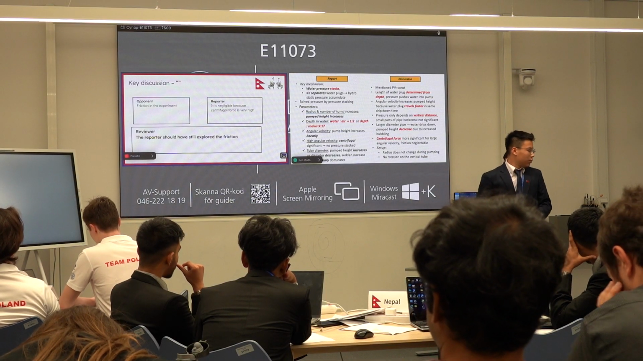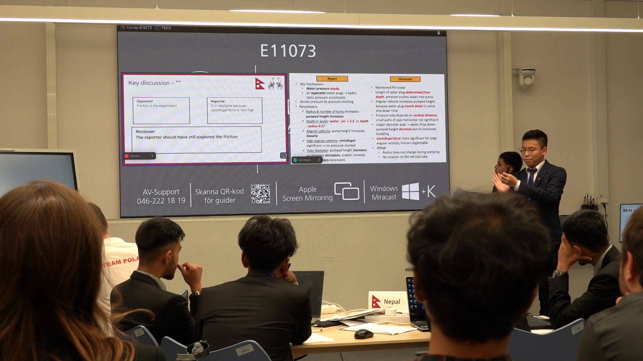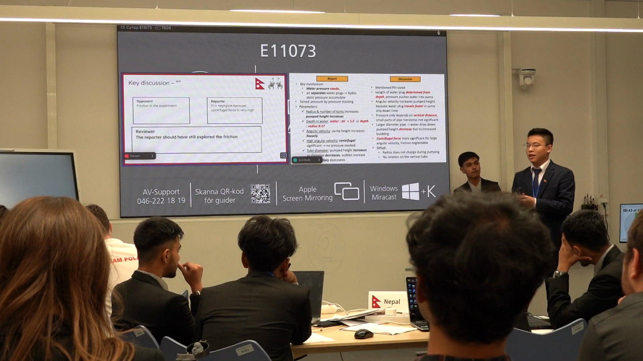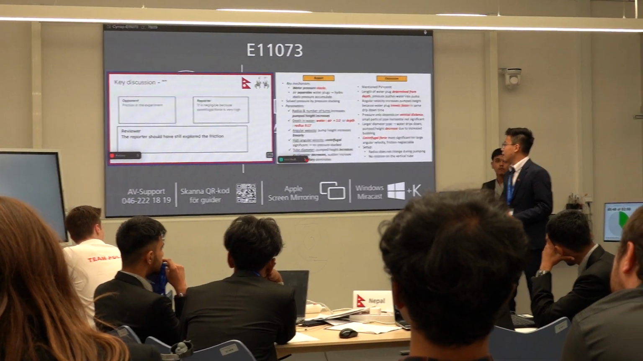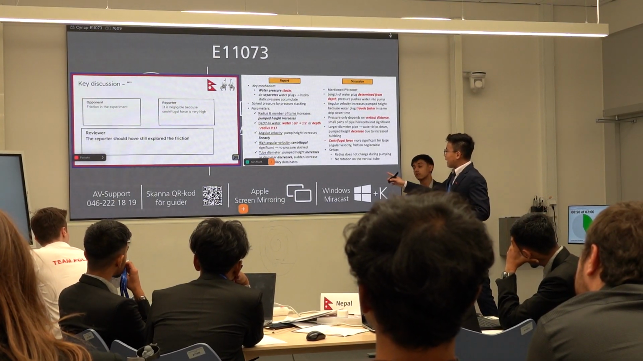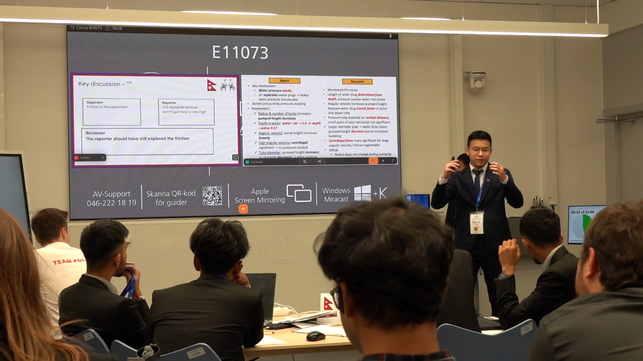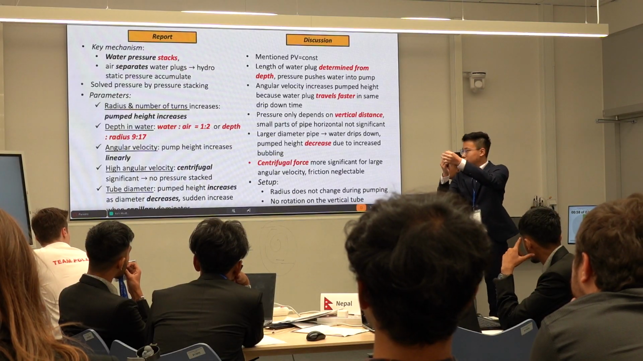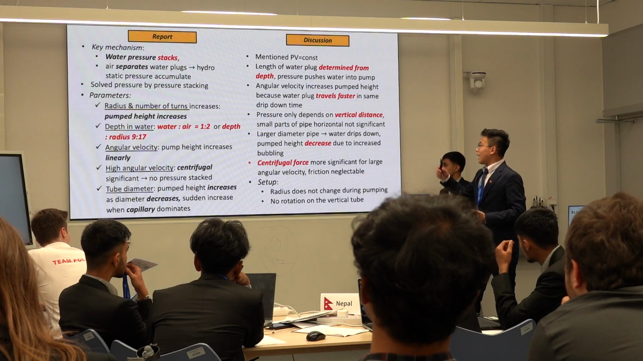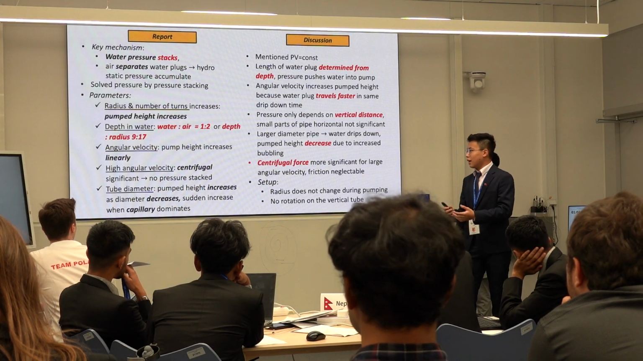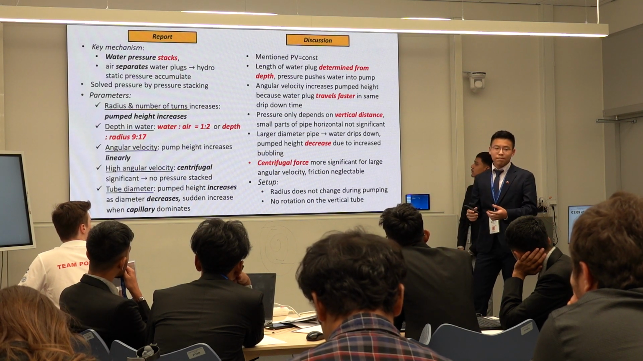And for angular velocity, we found the pumping height increases linearly in the beginning because of the pushing from a high angular velocity, but after reaching the threshold where the centrifugal force is too big, it will drop down. Then for the tube diameter, we see the pump height increases as the diameter decreases due to the time for the plug to fully drip down. Then in the discussion and answers to the opponent and reviewer, I have mentioned PV equals a constant in my report on how the modeling works, and the length of the water plug is determined by the depth.